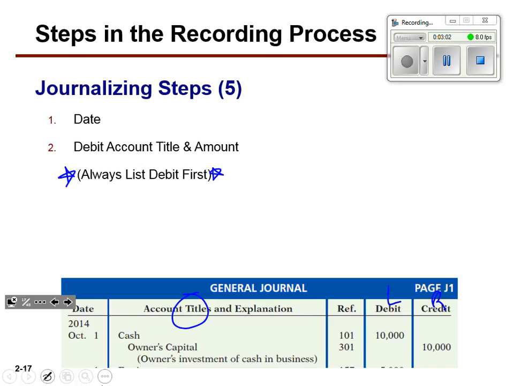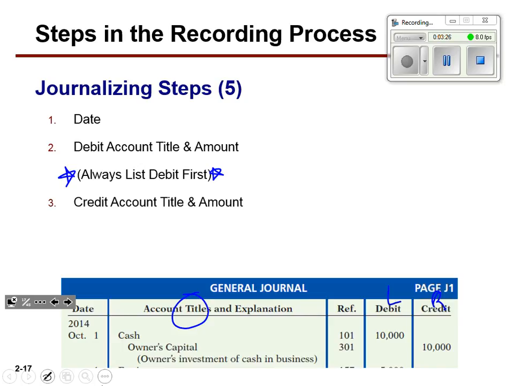So do you have this little tiny thing in yours? Yes. In this case, cash is going up because the owner is investing capital. So if cash is going up, it's the debit. Let's say later on we're paying cash for supplies. Even though we know cash is going down, we wouldn't want to list it first. Always list a debit first when you're journalizing.